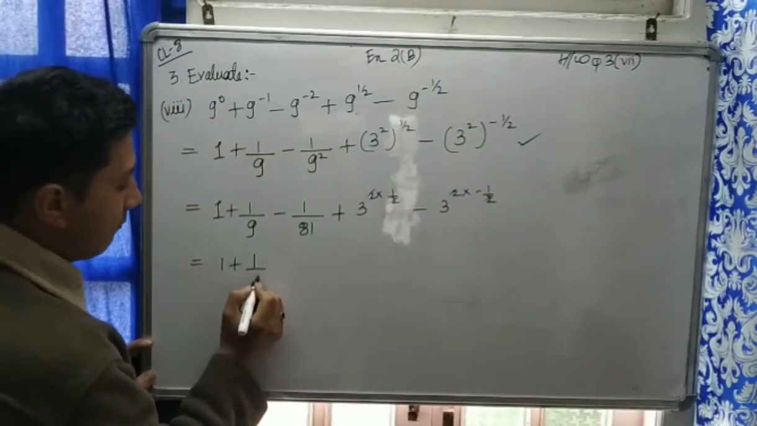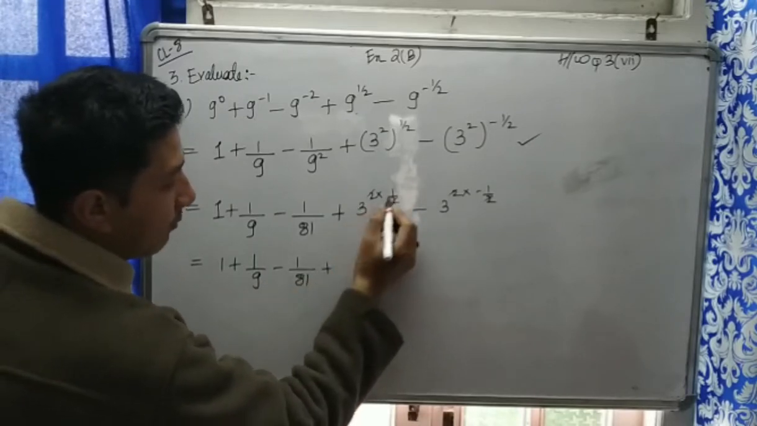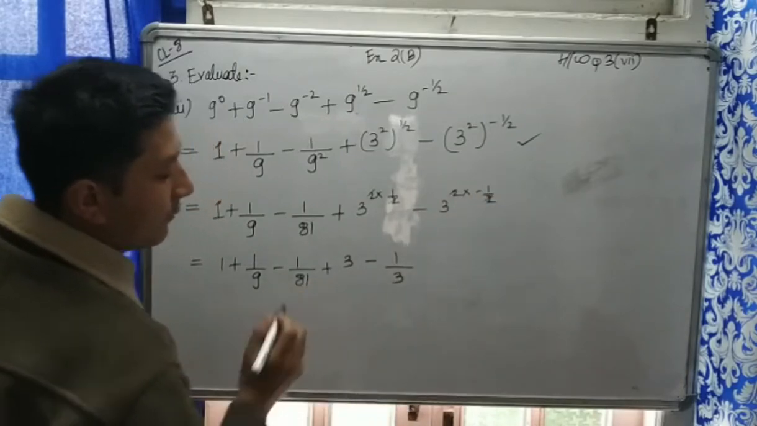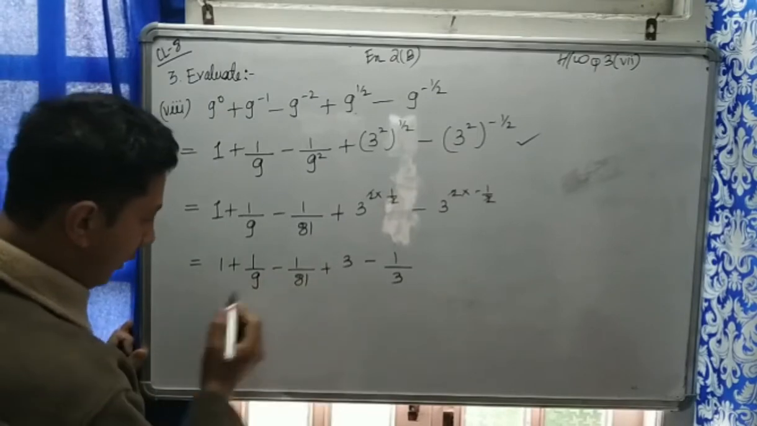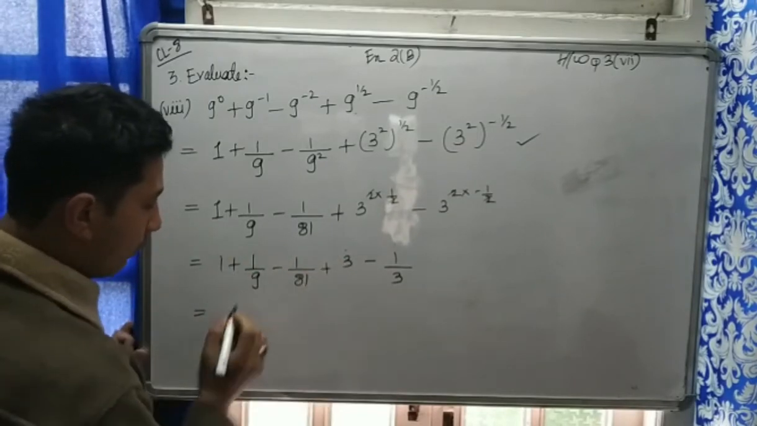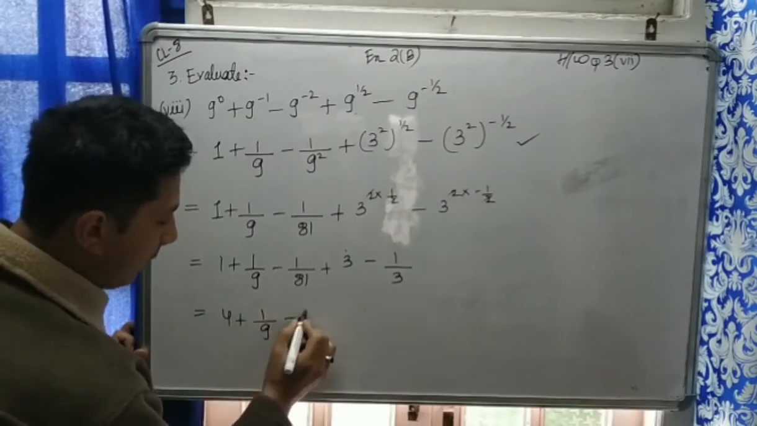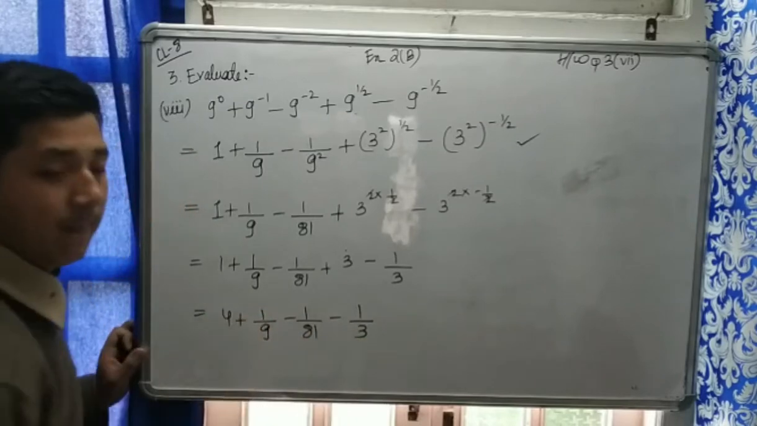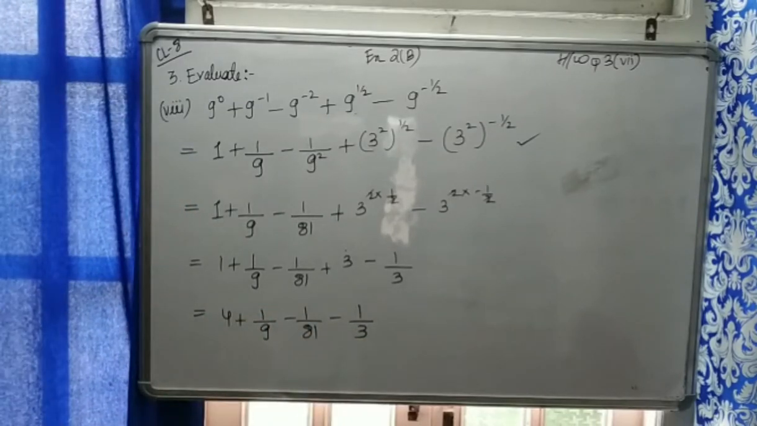1 plus 1 by 9 minus 1 by 81 plus 3 to the power 1, which is 3, and minus 3 to the power minus 1 will be 1 by 3. Clear with this? Okay. So 1 plus 3, this 1 and this 3, 1 plus 3 is 4, plus, let's keep the remaining ones, 1 by 9 minus 1 by 81 minus 1 by 3. So now we need to take the LCM of 9, 81 and 3.